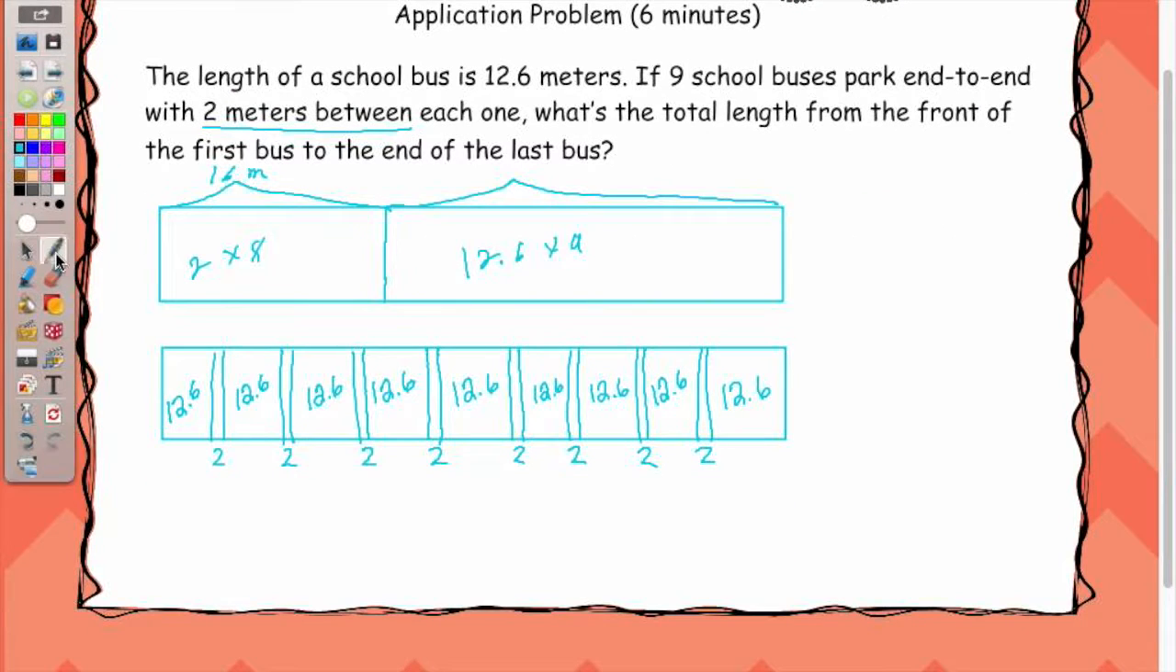Okay, so we have 2 ways to draw this. Cooper just pretty much separated it into the gaps plus the buses. This way shows 9 buses with 2 meters in between each, okay? Either way, you've got 2 parts, right? You've got to do your gaps and you've got to do your buses.